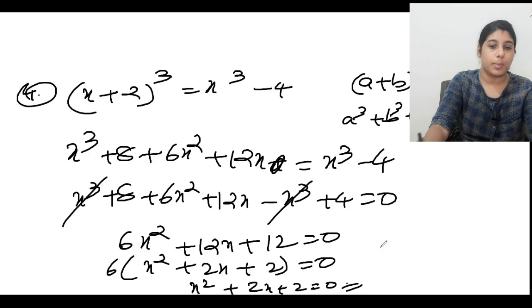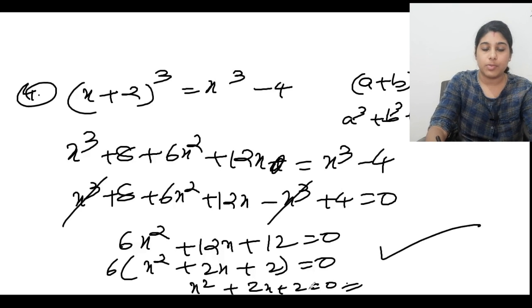This is also in the form of ax square plus bx plus c is equal to 0, where a is 1, b is 2 and c is 2. So this is also a quadratic equation form.